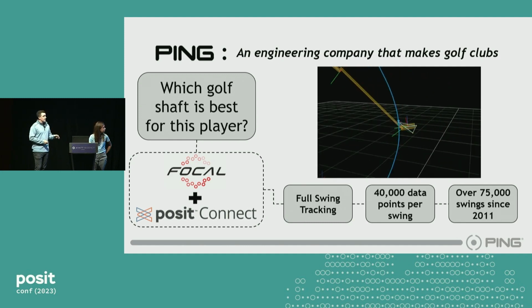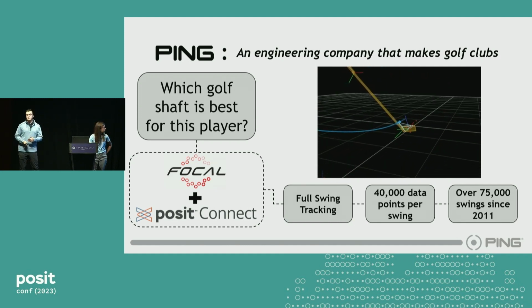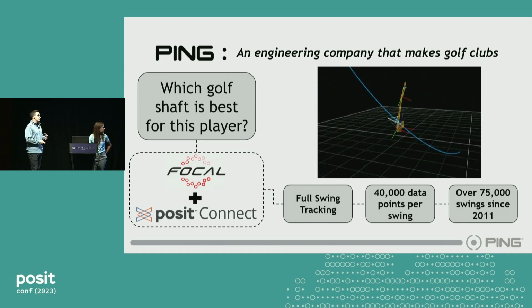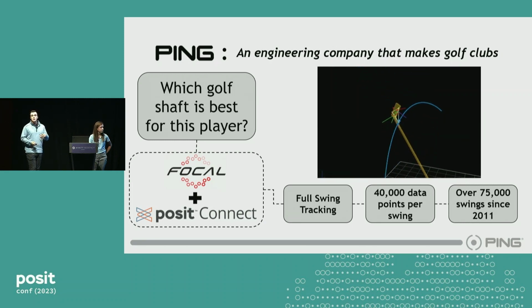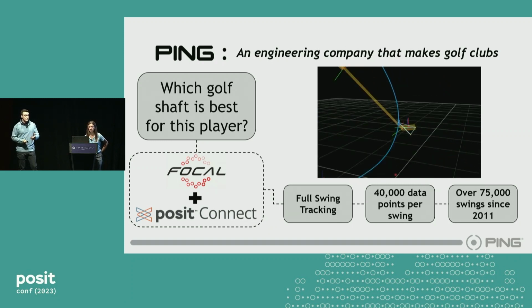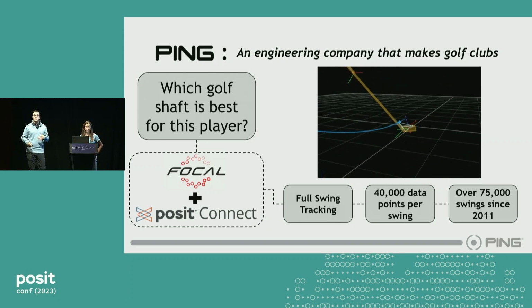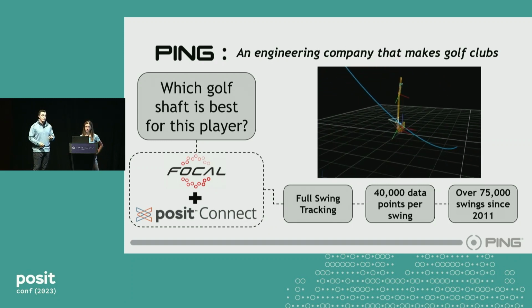And to give some context to the amount of data that we capture with the system, every swing that we take generates around 40,000 data points. And that's raw positional data on all those little markers, some velocities and accelerations of the club head and the shaft, and then even metrics that compare those two together.